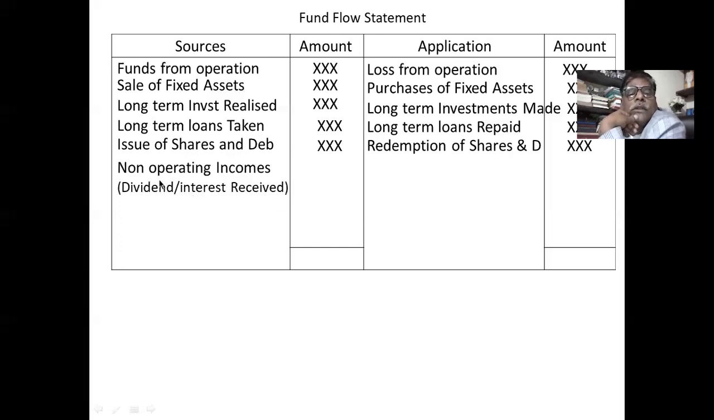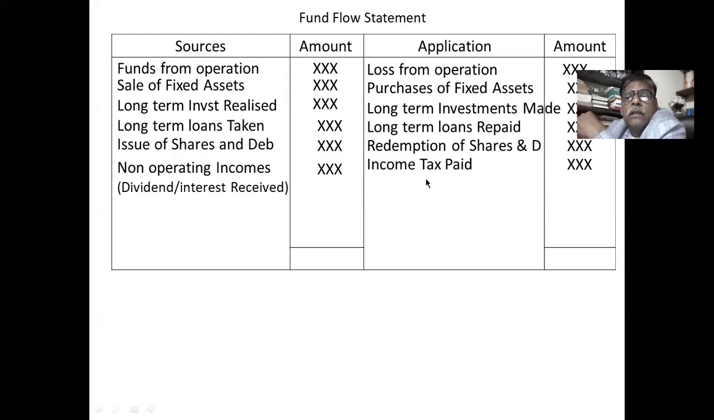Then non-operating incomes. Any other non-operating income, for example, dividend received is a source. Interest received is a source. Dividend received, interest received, you take them on the source side. Income tax paid you have to take here. This amount you have to take from the income tax provision account.